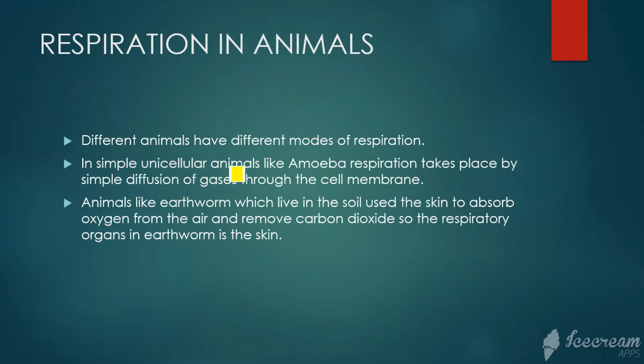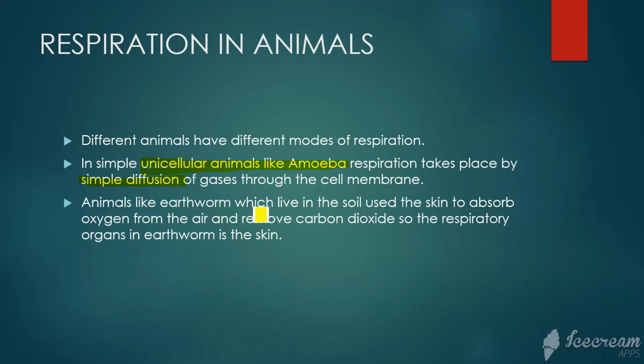In some unicellular animals like amoeba, respiration takes place by simple diffusion of gases through the cell membrane. कुछ जो simple unicellular organism हैं, for example amoeba, in them respiration takes place by simple diffusion through their cell membrane. So there is an exchange of gases in and out of the cell membrane in amoeba.